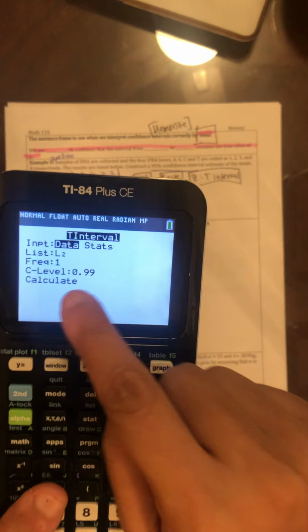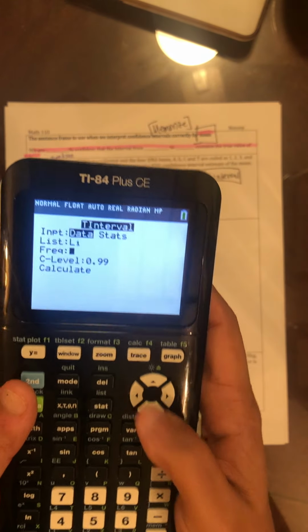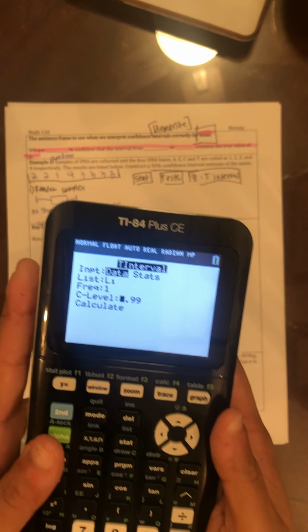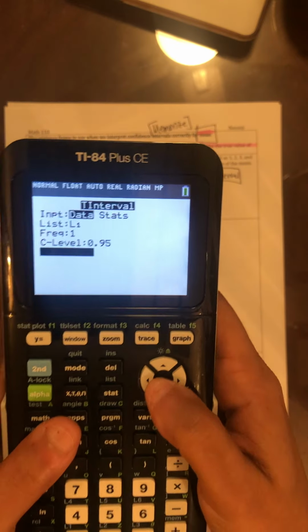But we have everything in data, but it's not in L2, it's actually in L1. So I'm gonna hit second L1. My frequency is gonna stay 1, and my confidence level is not 95 or 99, it's 0.95. I'm going to hit calculate.